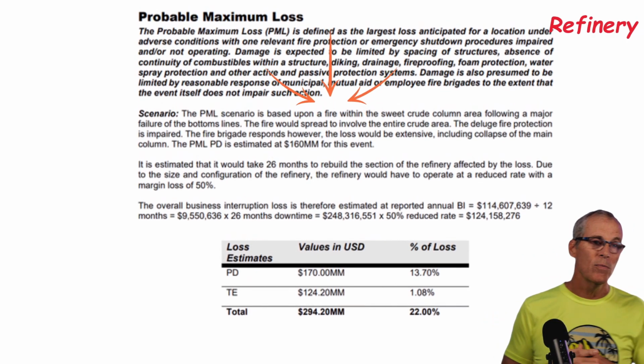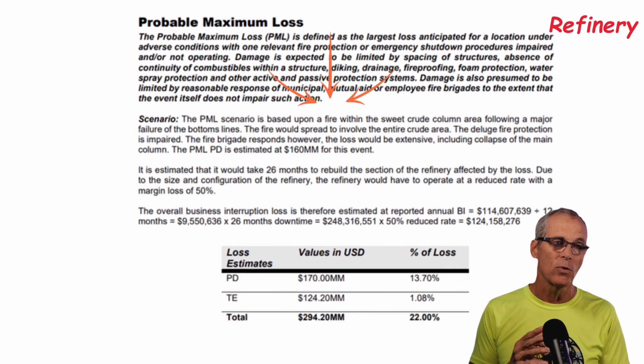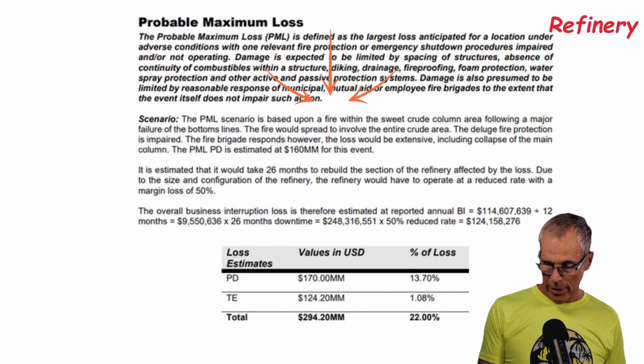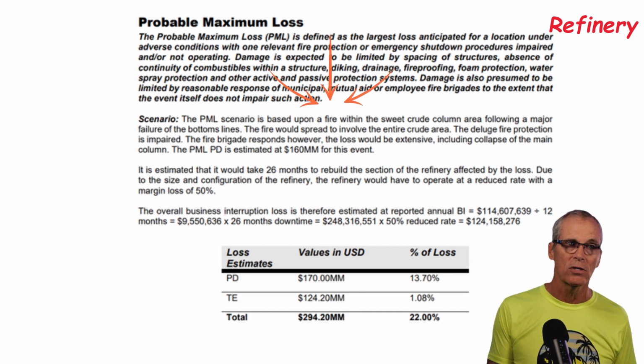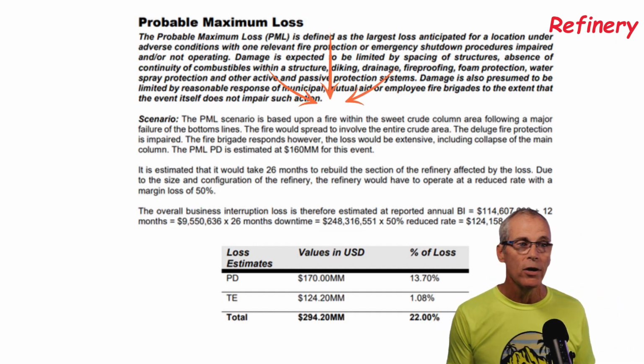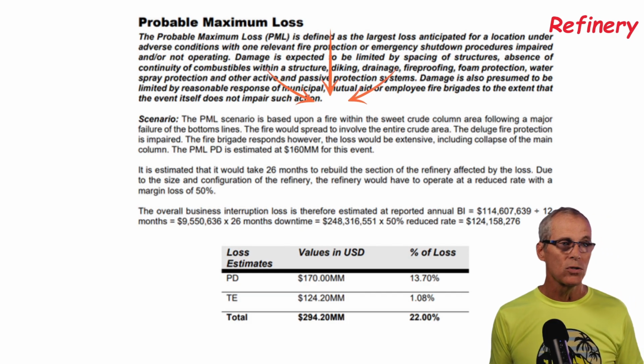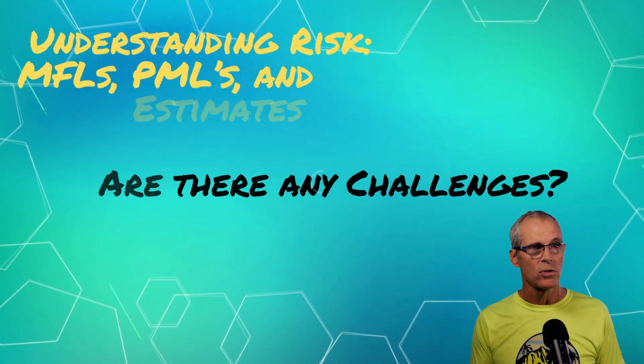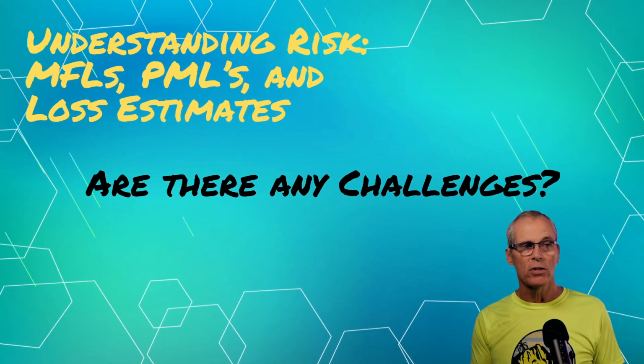And then we move on to a loss that would be more of a PML in a refinery. This is going to be the first fire protection systems out of service, but the brigade gets there, and you can see the magnitude on this one. Still could be pretty high in a refinery because we've got so many combustibles and a very hazardous facility.